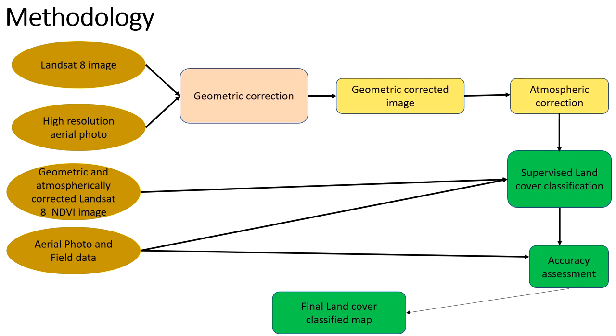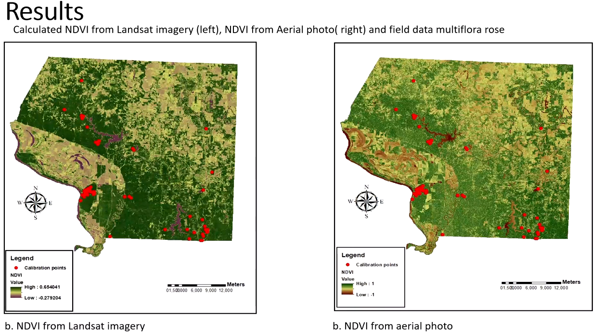After that, I use the geometrically and atmospherically corrected Landsat image, with the aerial photo as a reference image. Then I do supervised classification, not unsupervised. After that, using the reference image, I do the accuracy assessment to see how accurate my research is, and then produce the final land cover classified map. What I am presenting here is the Landsat image. First I calculated the normalized difference vegetation index, as a measure of total biomass. I did the same for the aerial image, calculated throughout the year as a whole average, and this one is the particular time of June 8th.